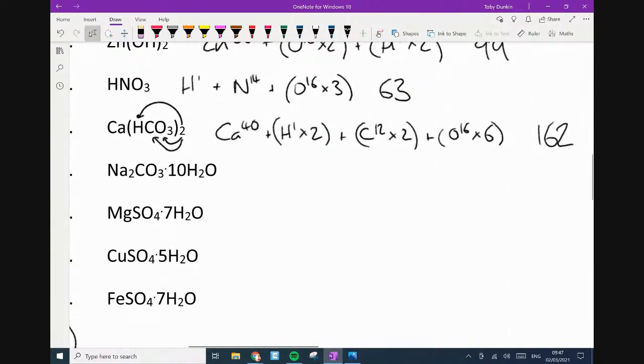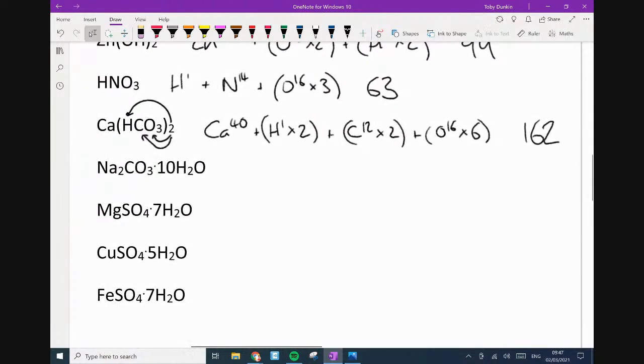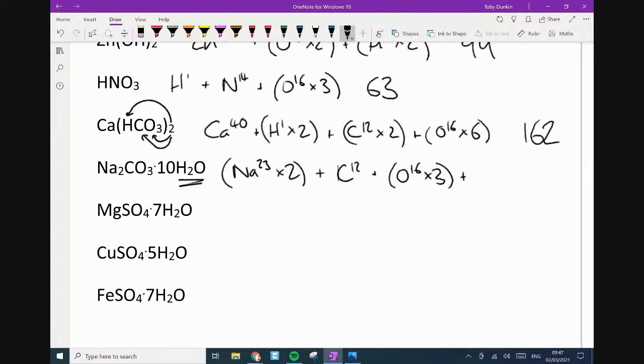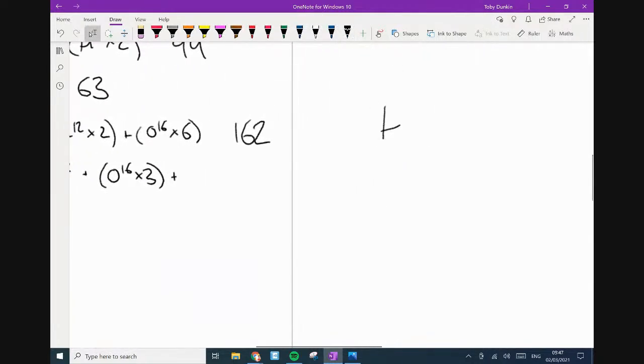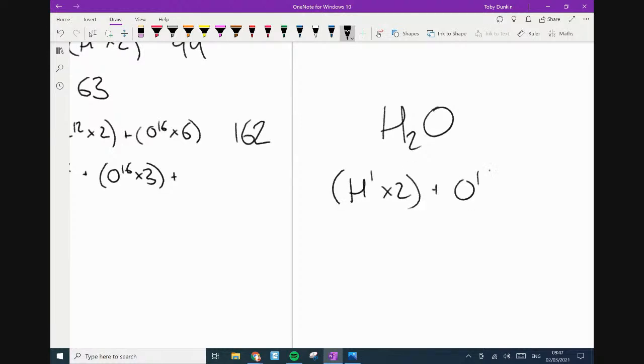Right, now these are our hydrated salts. So we now have sodium at 23 times 2. I'm going to add that to carbon 12 plus oxygen 16 times 3 plus, now this is where it's really useful knowing water. Water has an MR of 18 because hydrogen is 1 times 2 plus oxygen at 16. Water, it's handy to know that.